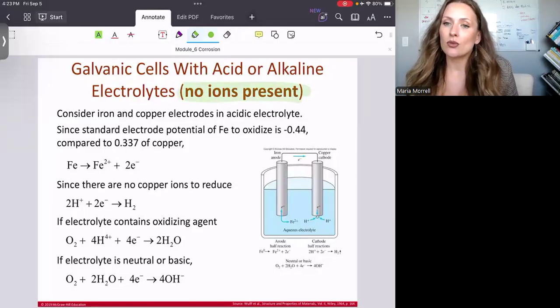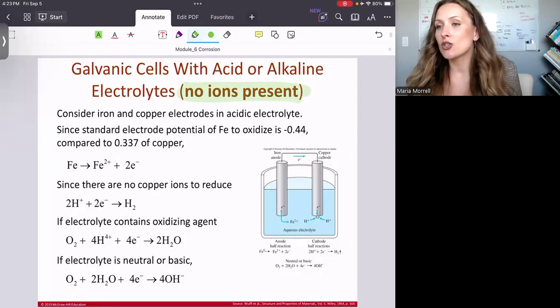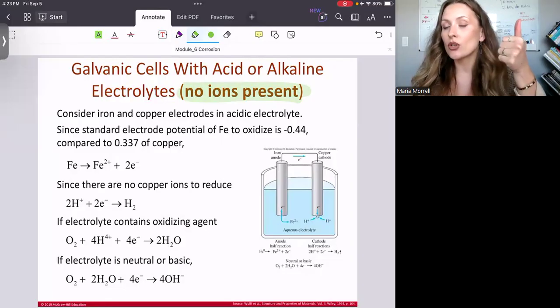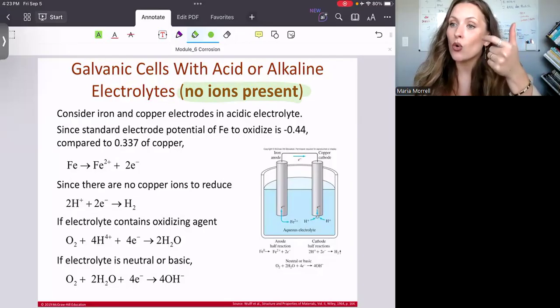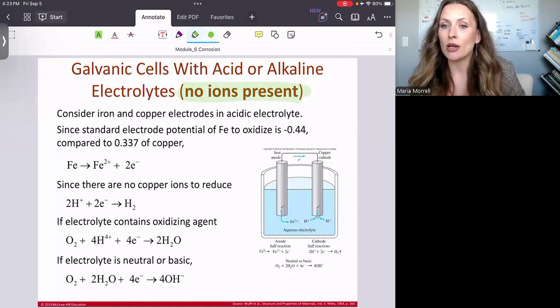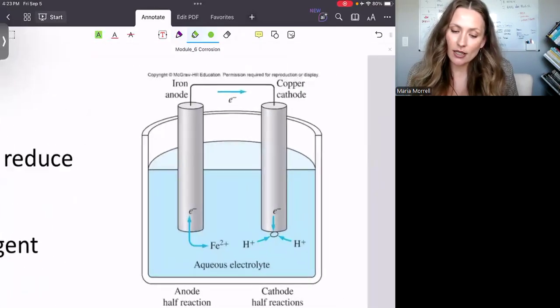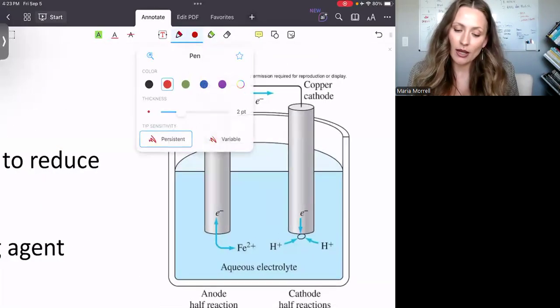And then I would also like to break it down into two possible scenarios. I would like to look into the scenario where my electrolyte is acidic, and I want to look into the scenario when my electrolyte is actually basic or neutral. So what happens to my cathode and what happens to my anode? So let's look at the example here. Let's first set it up so we understand what we're looking at.